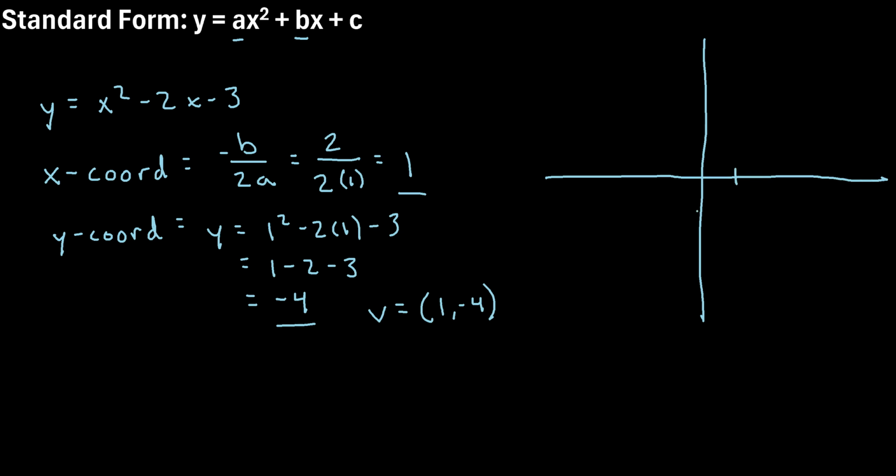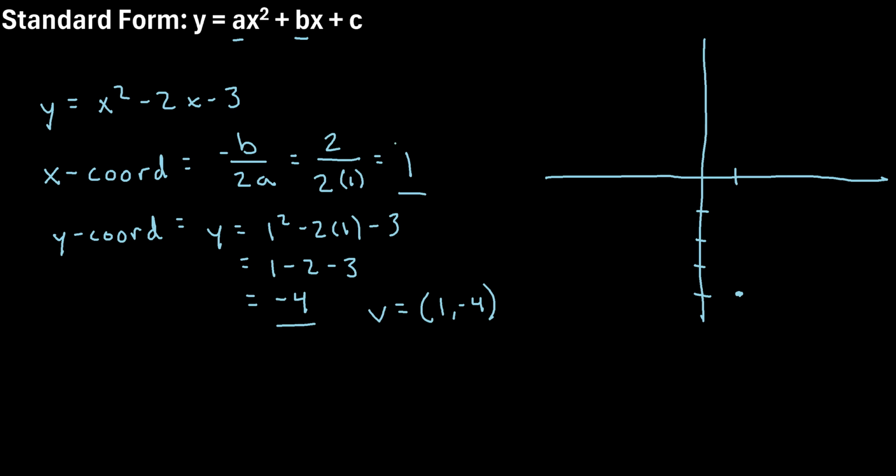Now, if we were to create a graph to visualize this, 1, negative 4: 1, 2, 3, 4. Here's our vertex. Now we just need to find 2 more points so that we can create our parabola. So the easiest way to do it is let's find our y-intercept, because that's the point where x is equal to 0. So if we find where x is equal to 0, we can find out what the y value is, and we can add a point on our vertical line here.